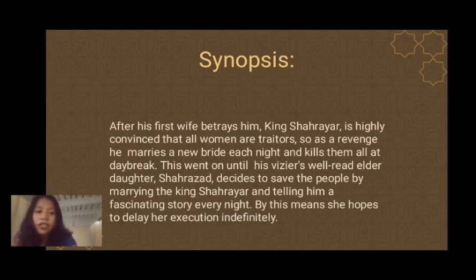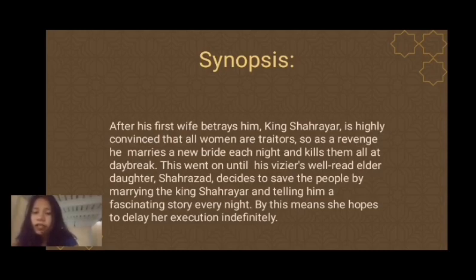After his first wife betrays him, King Shahriyar is highly convinced that all women are traitors. As revenge, he marries a new bride each night and kills them all at daybreak. This went on until his vizier's well-read elder daughter Shahrazad decided to save the people by marrying the king. It appears that she sacrificed herself, telling him fascinating stories every night. By this means, she hopes to delay their execution indefinitely.